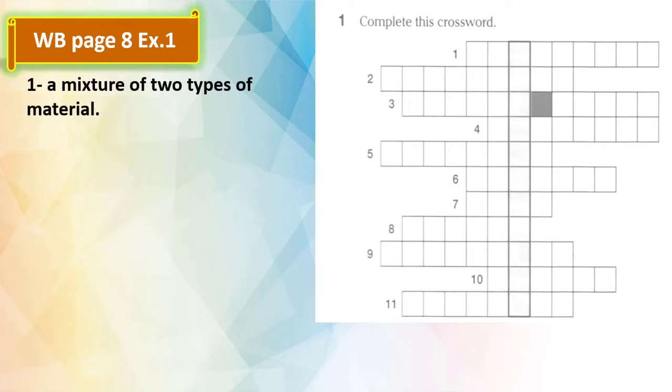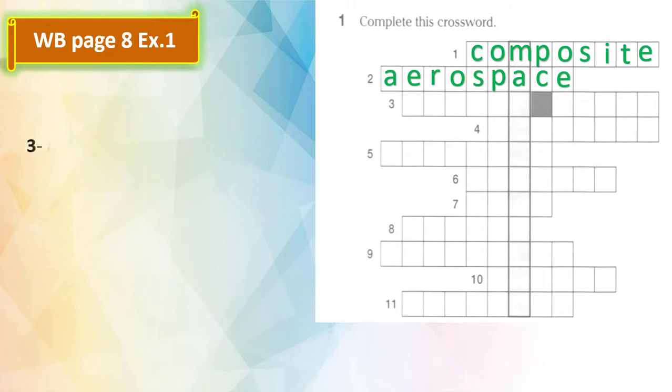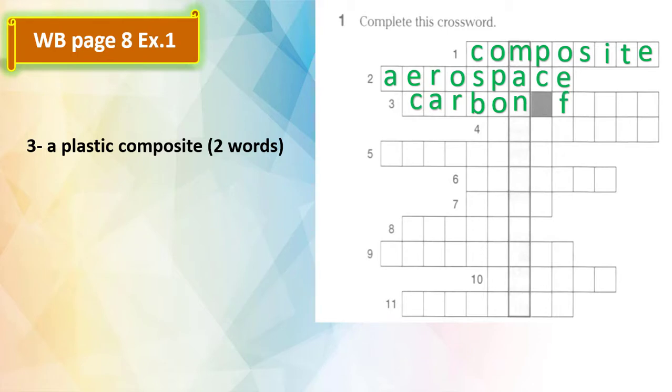Number 1. A mixture of two types of material. What was it? Good. Composite. Good. Number 2. The industry that designs and builds planes and space vehicles. It's good. Aerospace. Aerospace. Number 3. A plastic composite. 2 words. A plastic composite. Do you remember? Good. Carbon fiber.